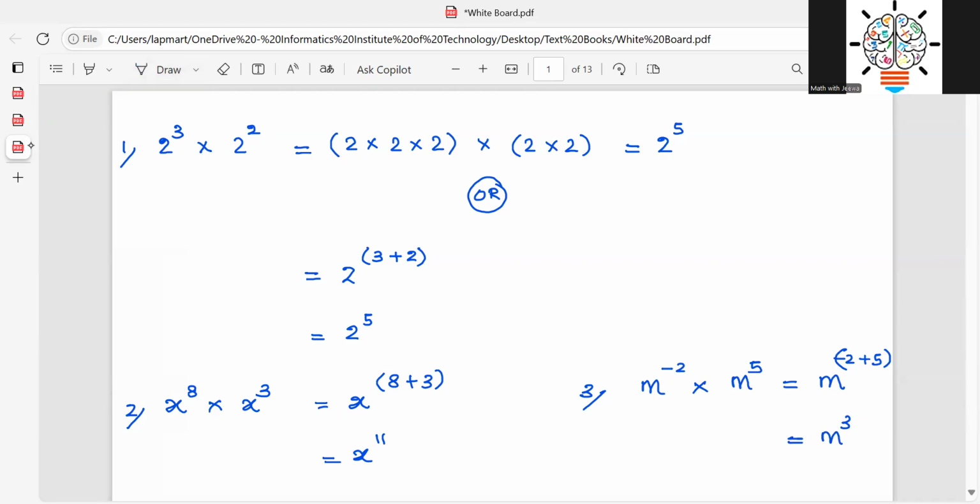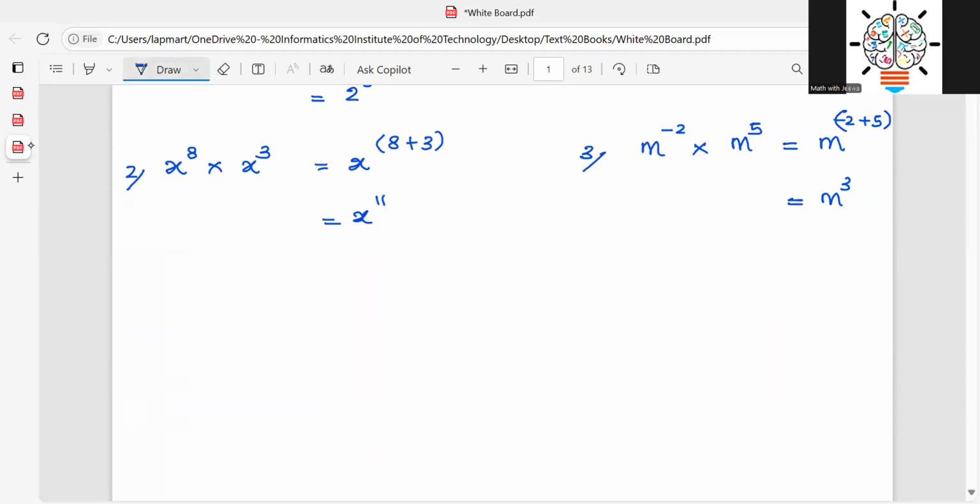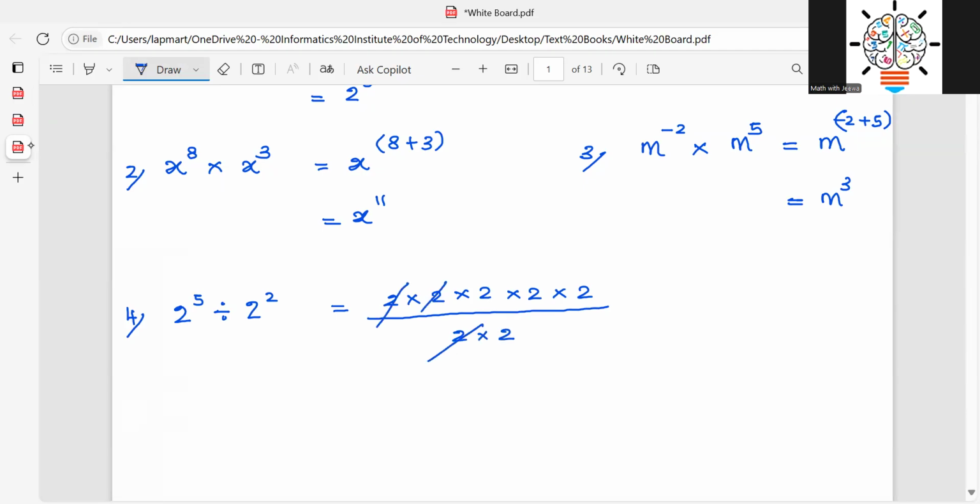Okay. And then if you have division, the same way, you see you have 2 to the power of 5 divided by 2 to the power of 2. How am I going to write this? 2 to the power of 5, I write it like this, the expanded version, right? So then I have 2 to the power of 5, and that whole thing you divide by 2 to the power of 2. So when I cancel this, what happened? It gives me 2 to the power of 3.